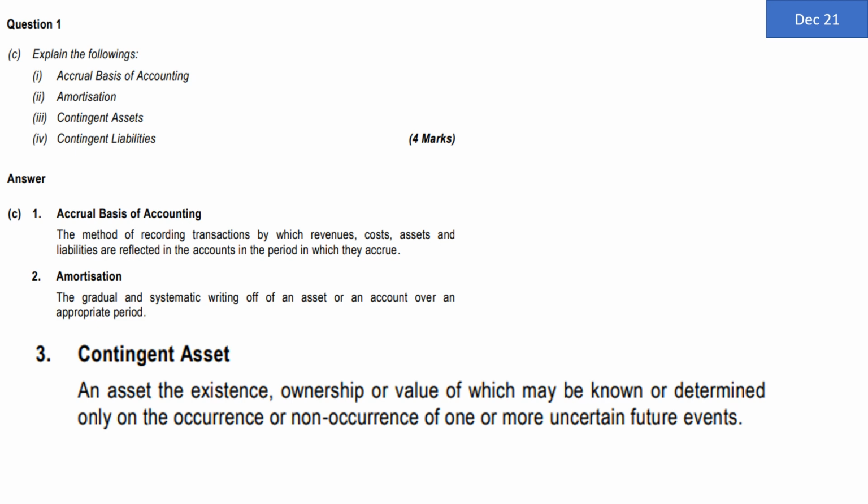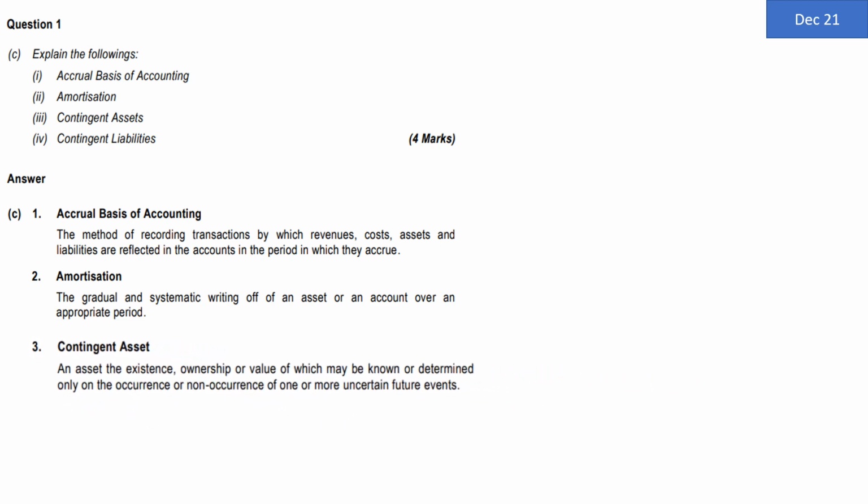So what are the most important points which you should write in this type of question? 3 different elements of the contingency, either the existence of the asset or the ownership of the asset or the value of the asset is ambiguous. Next, it is dependent on a future uncertain event, and the future uncertain event may be occurrence of something or non-occurrence of something. So these are the different points which should be mentioned in your answer to get full 1 mark.